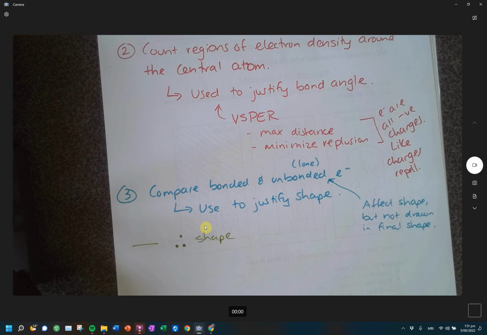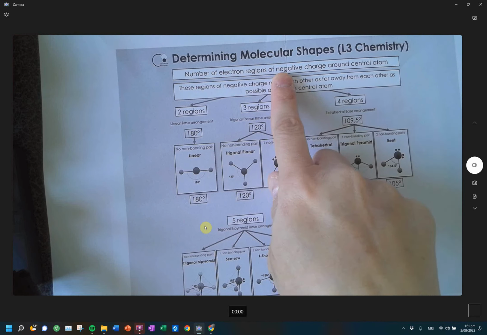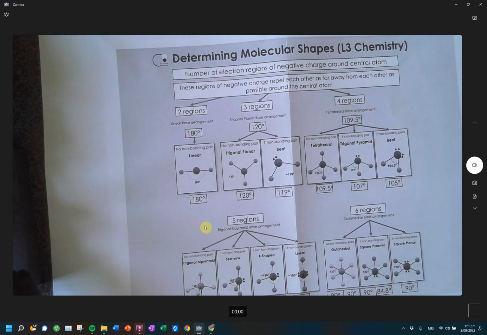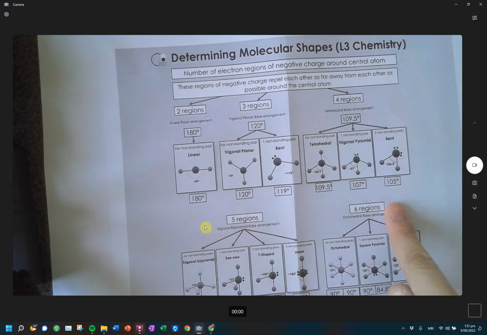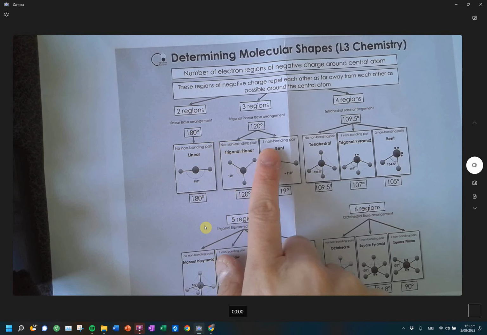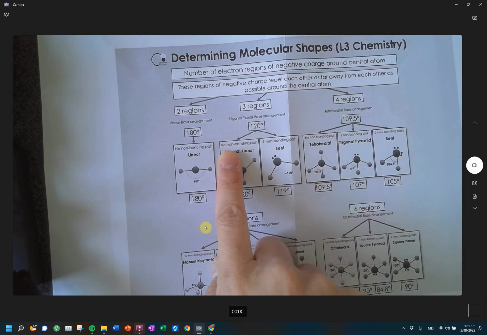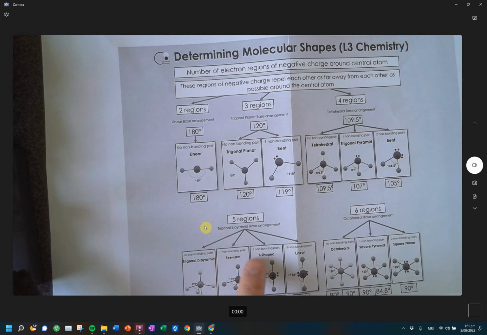So when we're looking at that, be mindful to use this sheet here to help you out. Like I said, first is to figure out the number of regions. This is a nice diagram because it shows you 2 regions, 3 regions, 4 regions, 5 regions, 6 regions. I figured out the total number of regions. Then you ask yourself how many are bonded or not in bonds. And it says on the top, non-bonding pair: none, this one's 1, this one's 2, that one's 1, 2, 3.